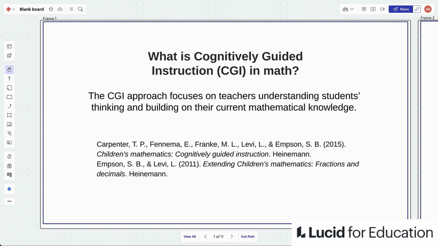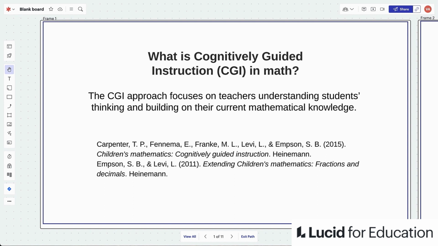First, I wanted to introduce what cognitively guided math instruction is. It's a research-backed approach to math that supports students in making meaning, and the CGI approach focuses on teachers understanding students' thinking and then building on the students' current mathematical knowledge.